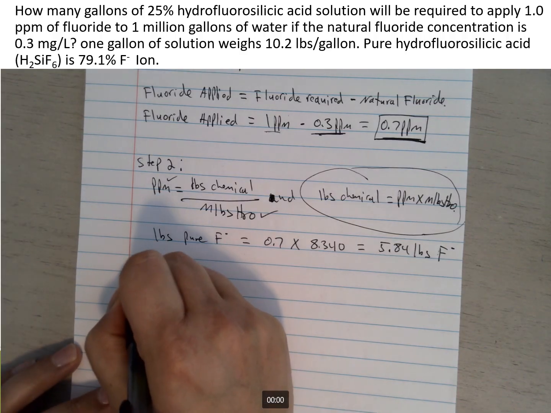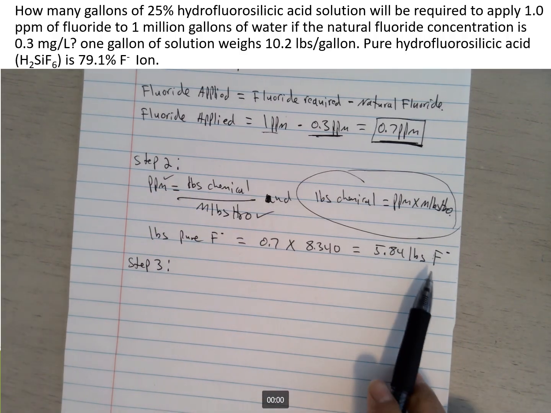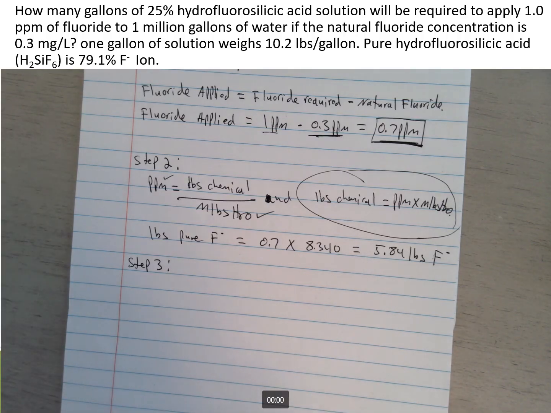Now let's go into step number 3. We've just calculated how many pounds of pure fluoride we need to add to achieve 0.7 ppm. So the next part is we use a percentage calculation to find the pounds of product, the pounds of solution, so that we can then convert that to gallons of solution.